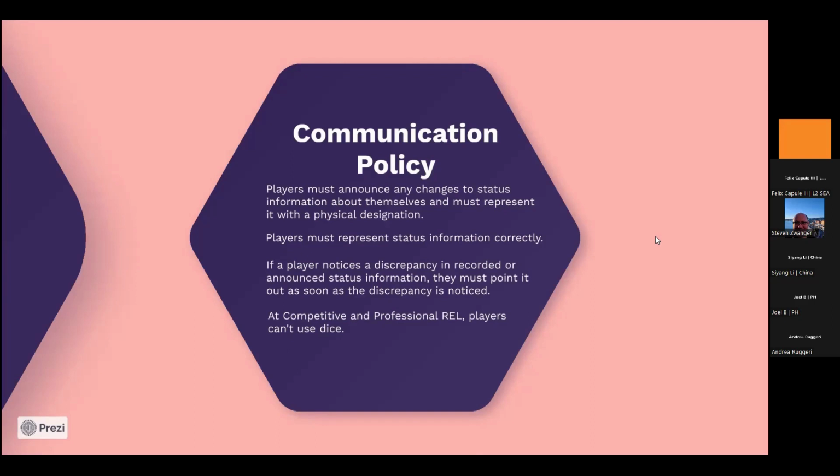And if you notice there's any discrepancy, any error in the way your opponent is recording or tracking status information, you must point it out as soon as you notice it. So if you say, I'm at 10 life, and you see your opponent writes down 12 life, you have to point that out. You're not allowed to let the opponent mislead themselves.